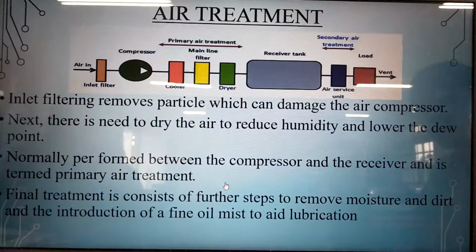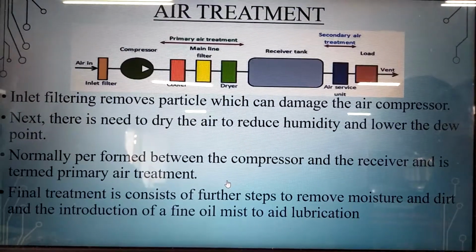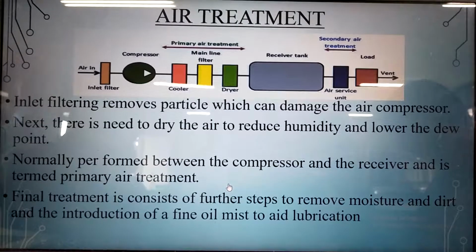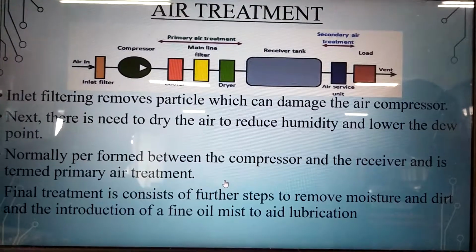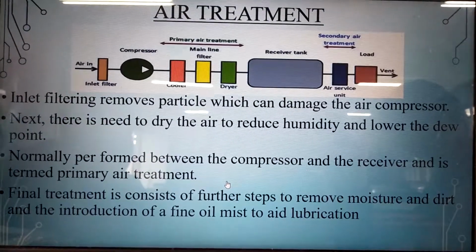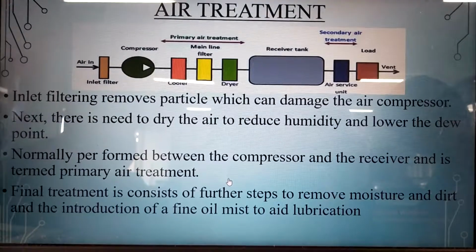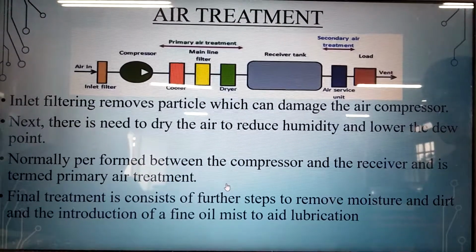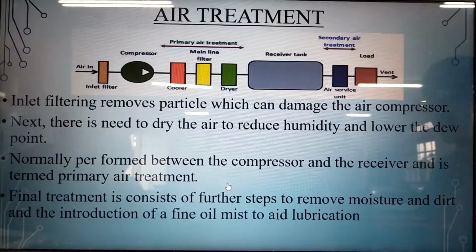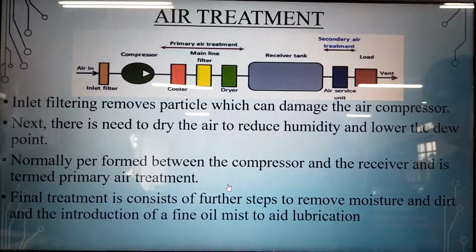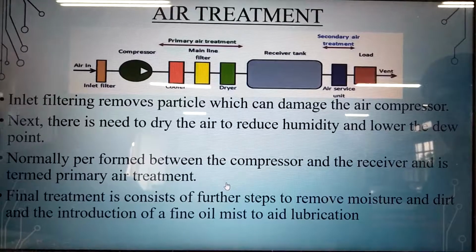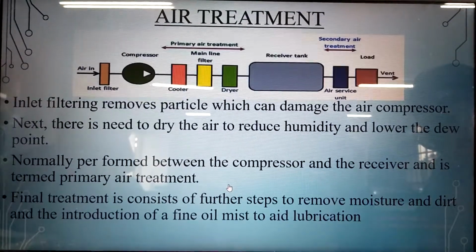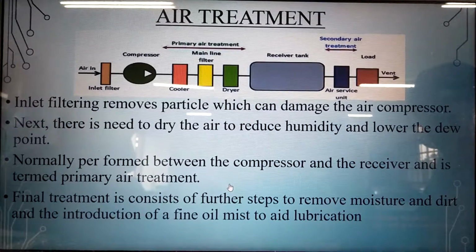Air treatment. Inlet filtering removes particles which can damage the air compressor. Next, there is a need to dry the air to reduce humidity and lower the dew point. This is normally performed between the compressor and the receiver and is termed primary air treatment. Final treatment consists of further steps to remove moisture and dirt and the introduction of a fine oil mist to aid lubrication.